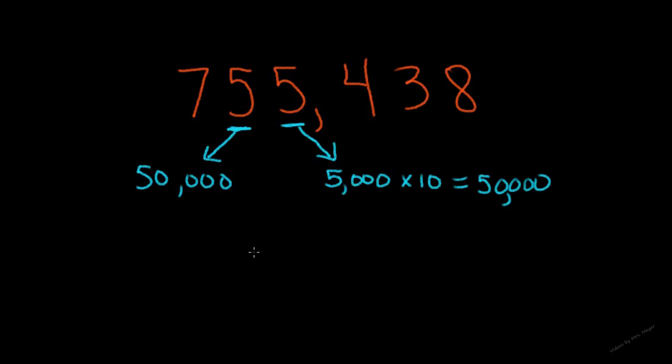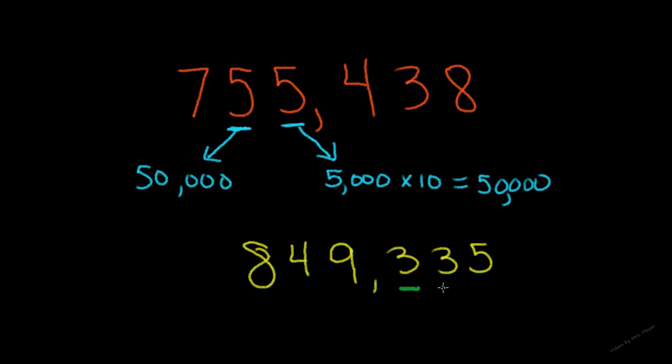So just another example, if we have 849,335, and I want to underline my two 3's. Okay, I know that this 3 being in the hundreds place, it has a value of 300. And this 3 being in the tens place, it has a value of 30.